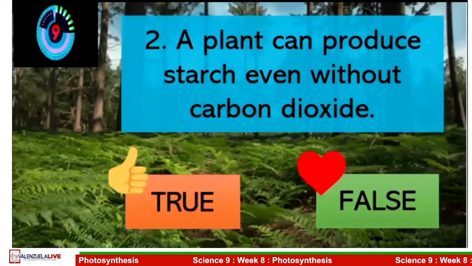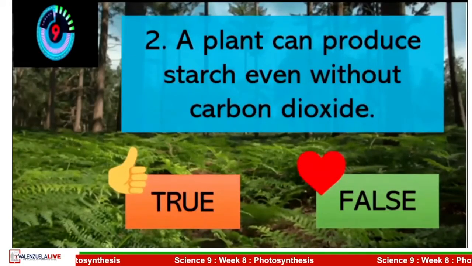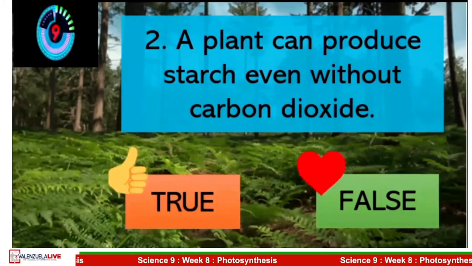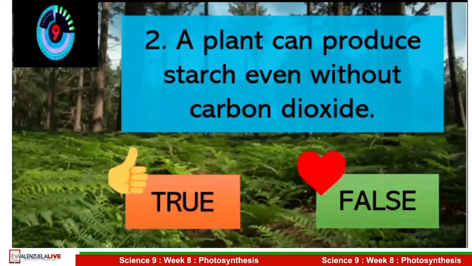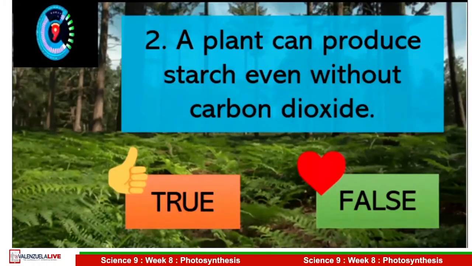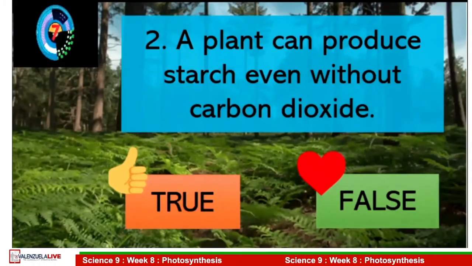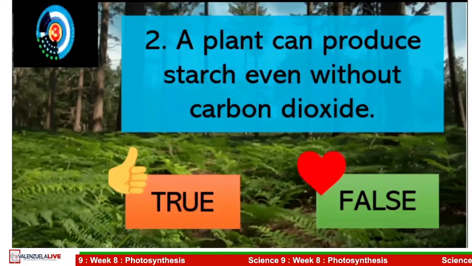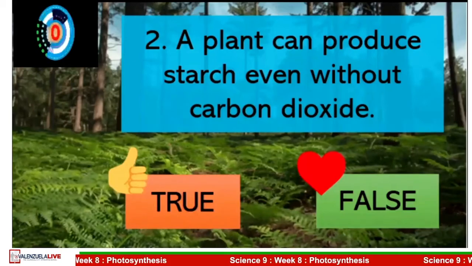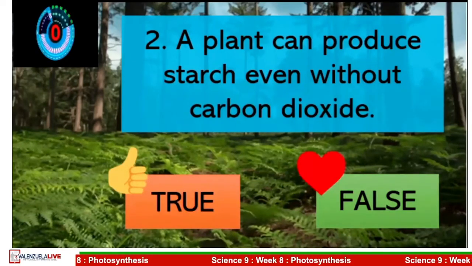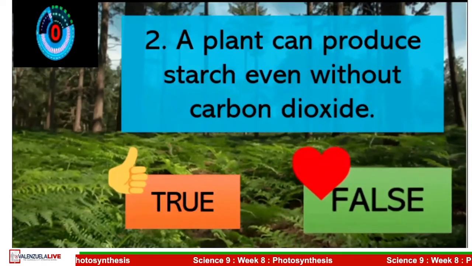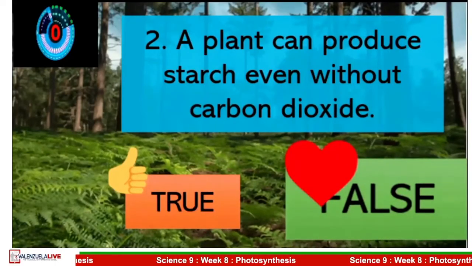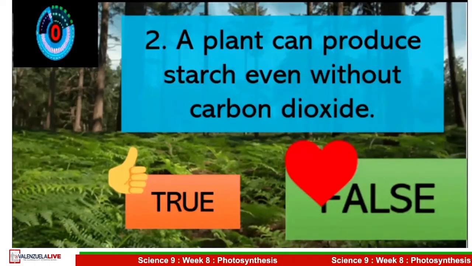This is the second question. A plant can produce starch even without carbon dioxide. Comment like if it's true, while heart if it's false. Is it a like or a heart? Time's up! The answer is heart. False. Carbon dioxide is essential in the process of photosynthesis to produce starch.